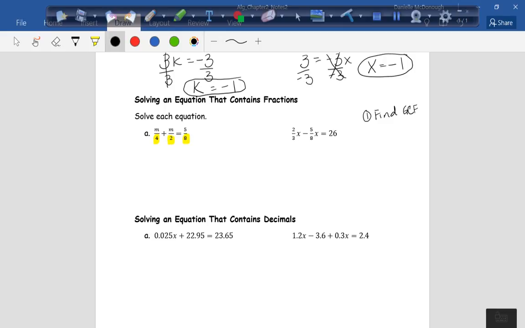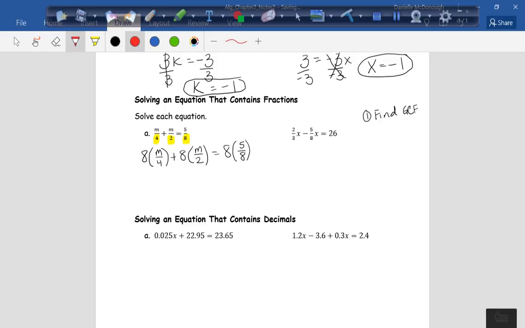Okay, so what I'm going to do is take each one of these fractions and multiply by 8. So I'm going to do 8 times m over 4. I'm going to do 8 times m over 2. And I'm going to do 8 times 5 over 8. What this is going to do is get rid of my fractions.